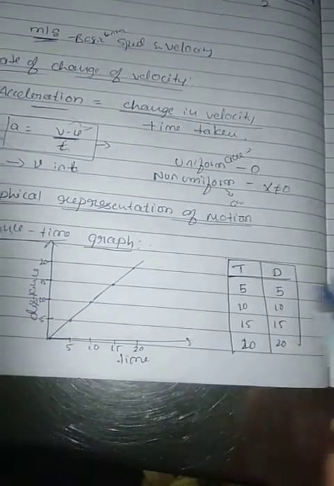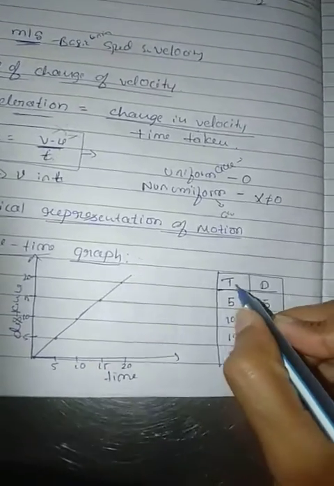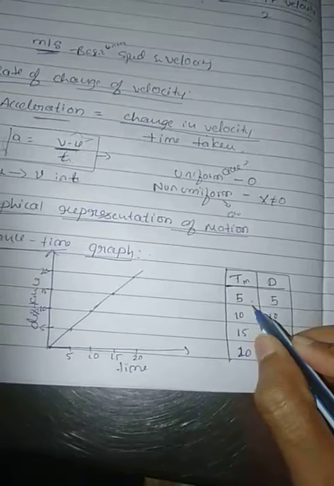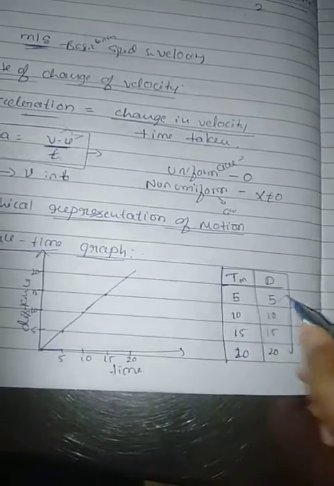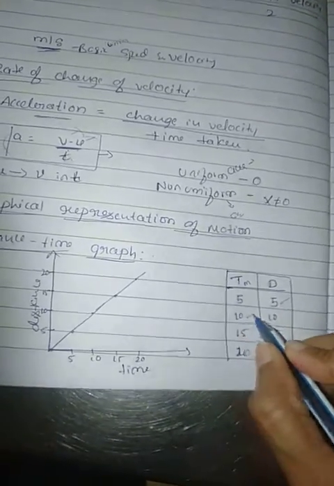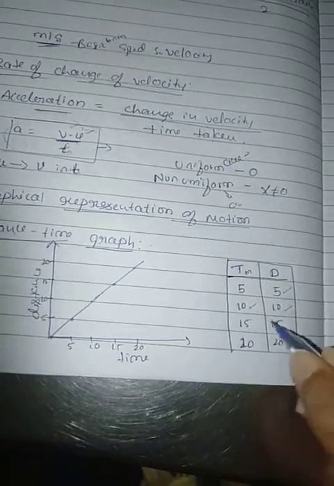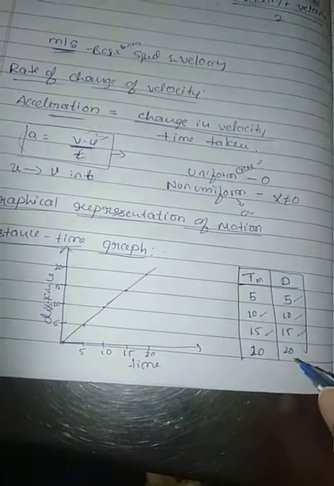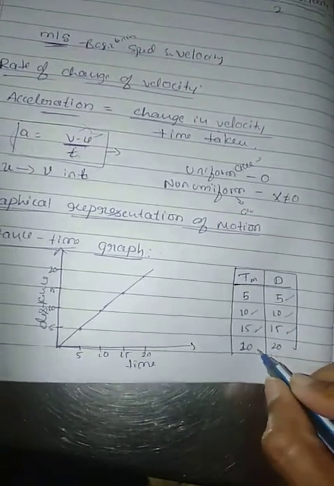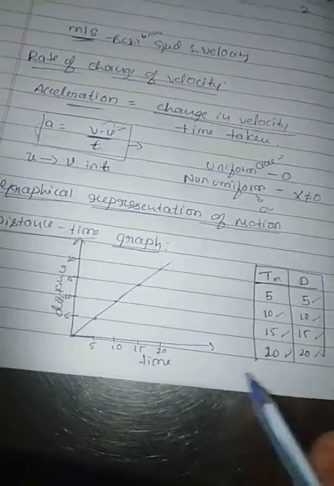See here the table. In 5 minutes, the object covers 5 meters. In 10 minutes the object covers 10 meters. In 15 minutes the object covers 15 meters. In 20 minutes the object covers 20 meters. So now draw the graph.